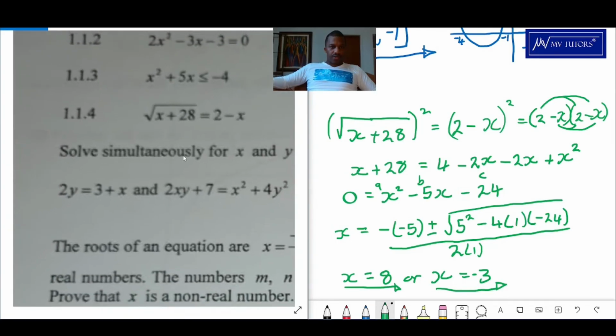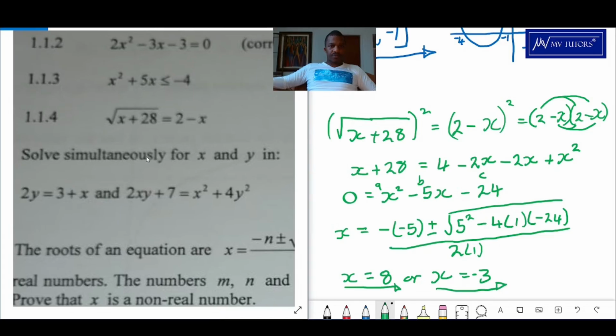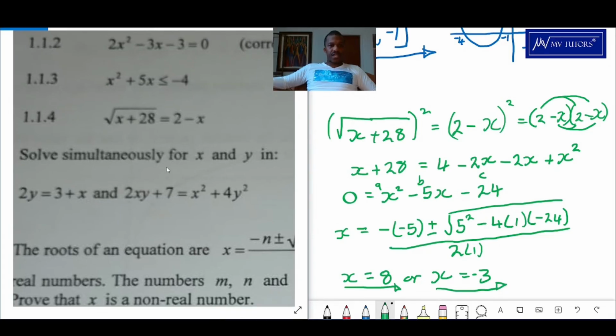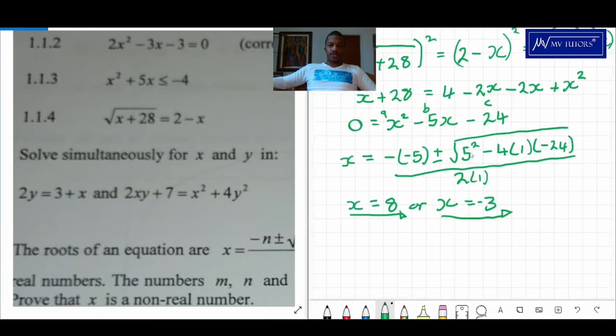Let's zoom out a little bit. Oh, solve simultaneously for x and y, and here are the equations over here. All right, let's do that.